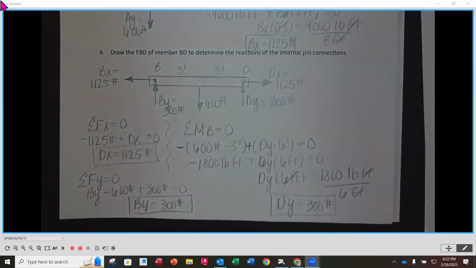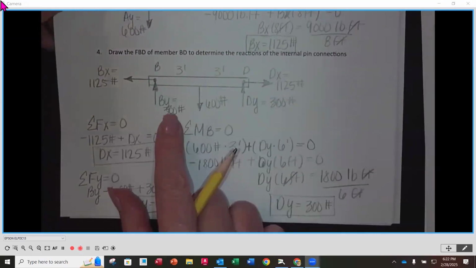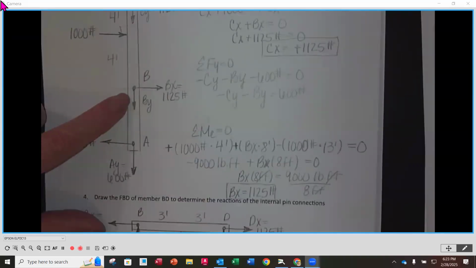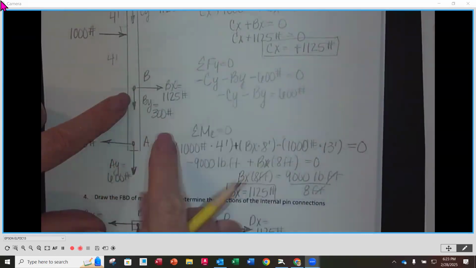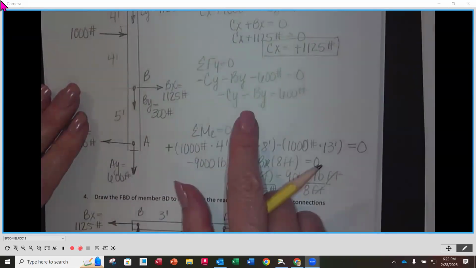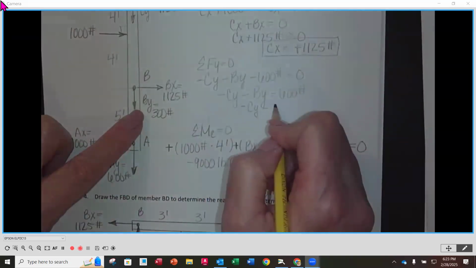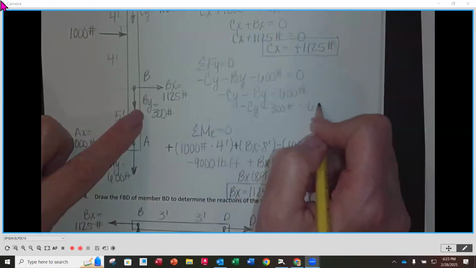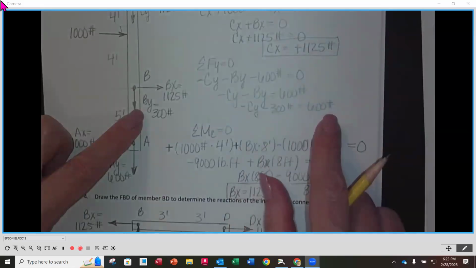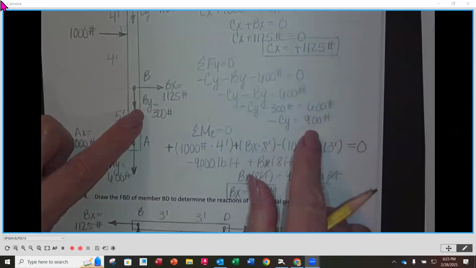Now, because this was one of the values from the previous member, we can go back. If we know that it's going up on member BD, that means it is going down on member ABC. And we can say that its magnitude now is 300 pounds, right? So going to this equation, we can now fill in the 300. So we have a negative CY minus 300 pounds is equal to 600 pounds. We're going to move the 300 to the other side. Negative CY is equal to 900 pounds.